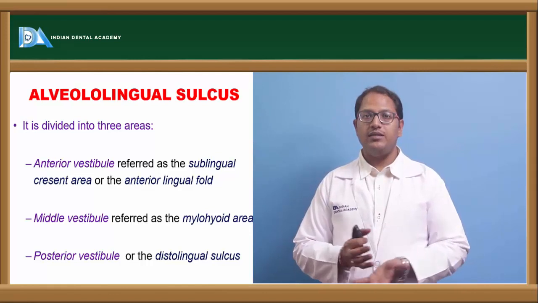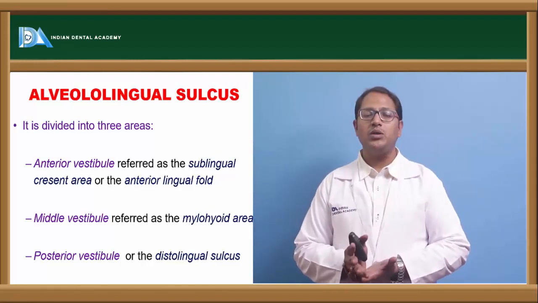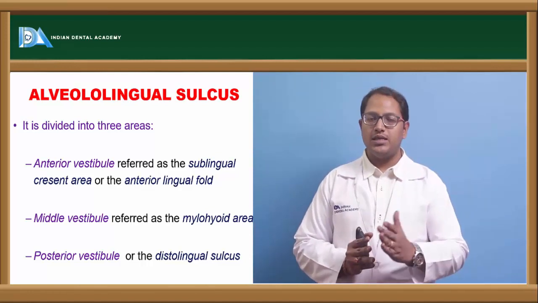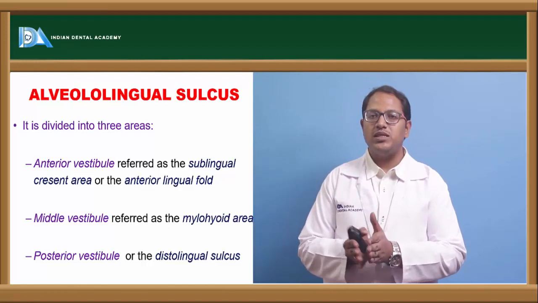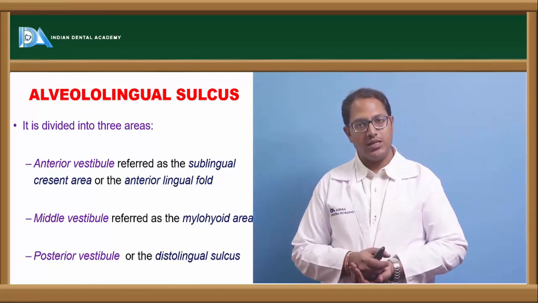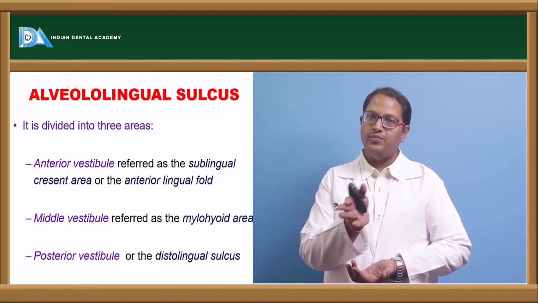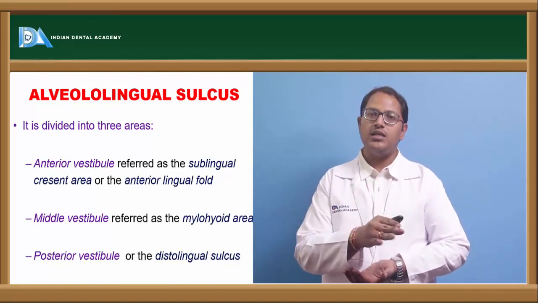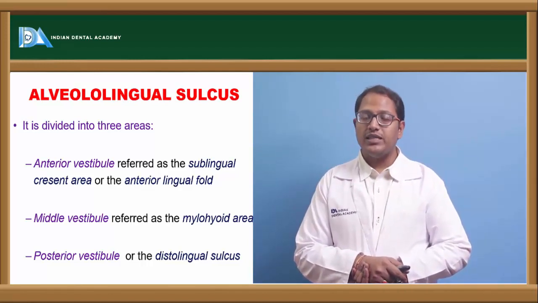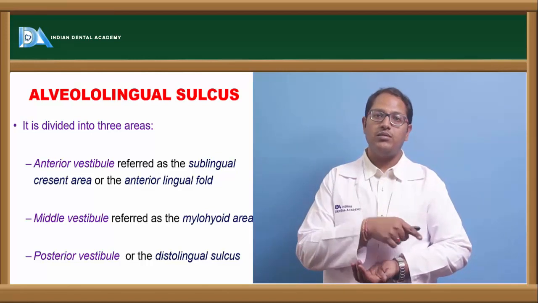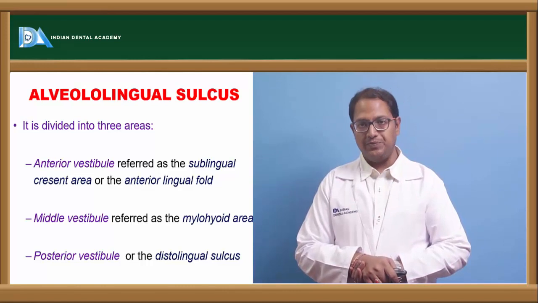First of all, to understand where it is, very basic and simple, we will go with the definition. Alveolingual sulcus: between the alveolus, that is the ridge, and the lingual border, that is your floor of the mouth, the sulcus which is present is the alveolingual sulcus. So everything is in the lingual section, the floor of the mouth and tongue on one side, and on the other side is the residual alveolar ridge. It extends from the lingual frenum to the end of the retromolar pad or retromylohyoid curtain.